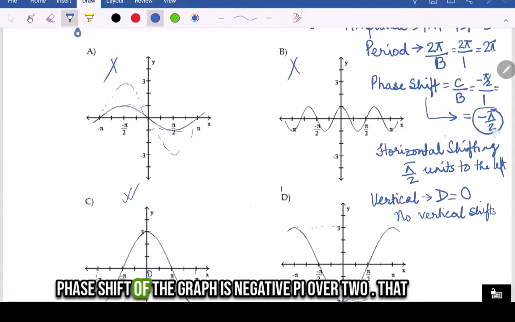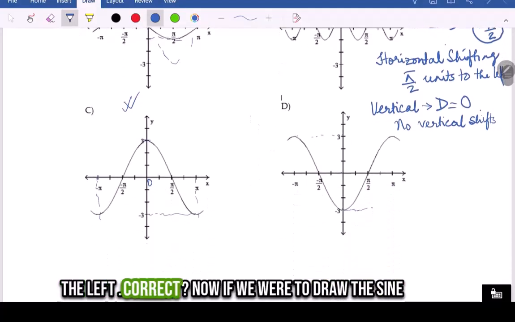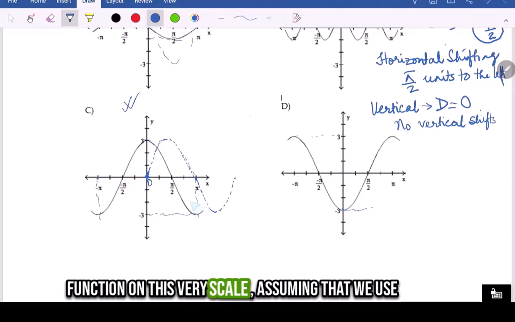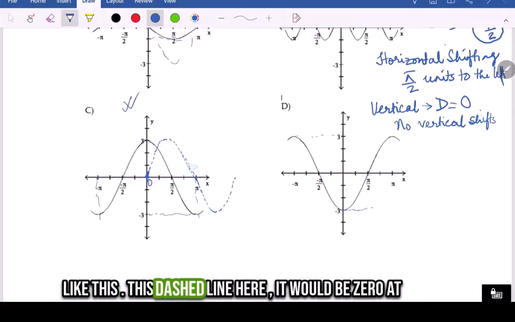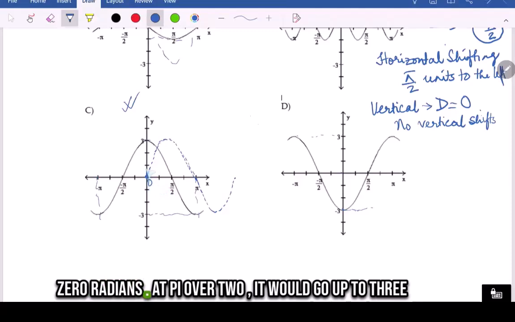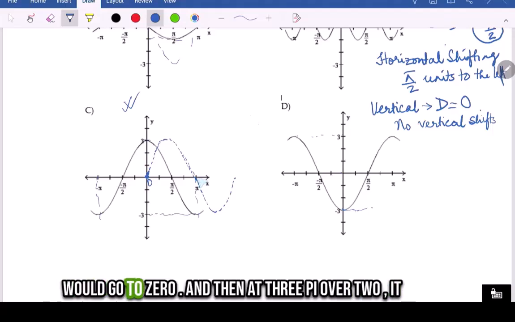Now, the phase shift of the graph is negative pi over 2. That means all the points would shift pi over 2 units to the left, correct? Now, if we were to draw the sine function on this very scale, assuming that we use 3 for the amplitude, the sine function would look like this dashed line here. It would be 0 at 0 radians. At pi over 2, it would go up to 3, assuming that the amplitude is 3. And then at pi, it would go to 0.